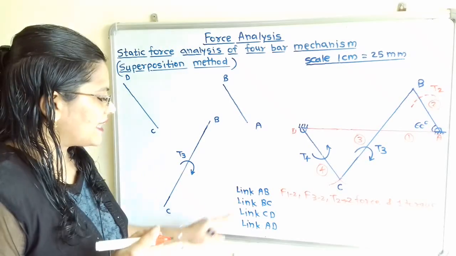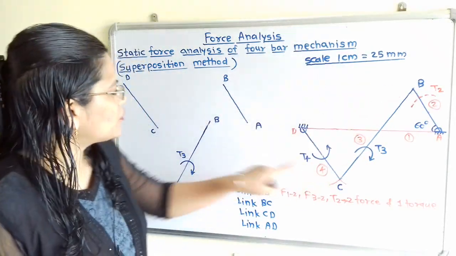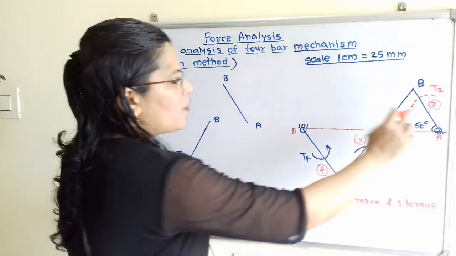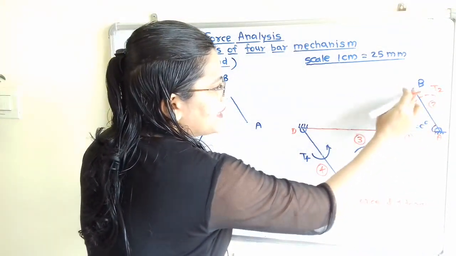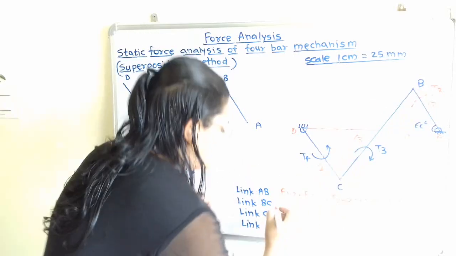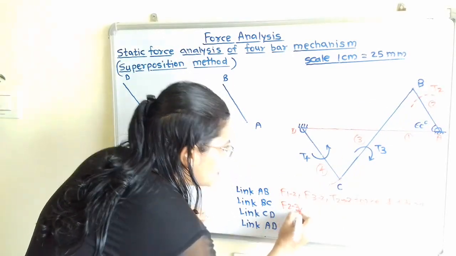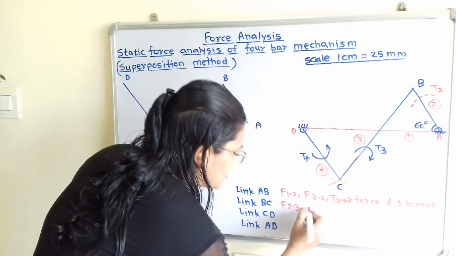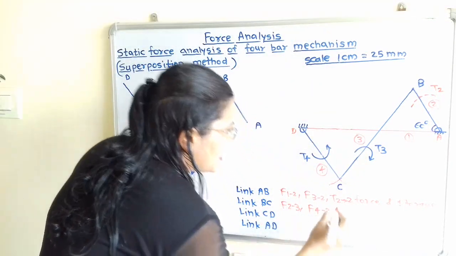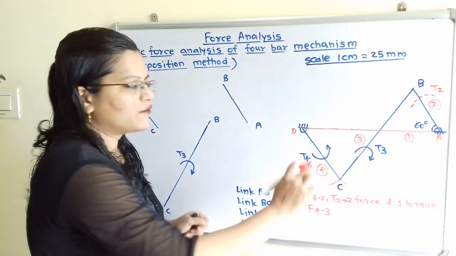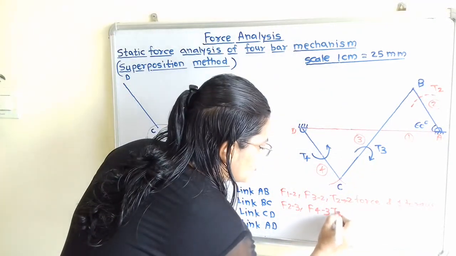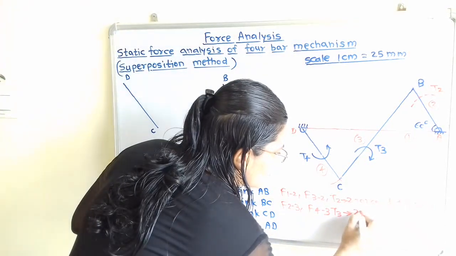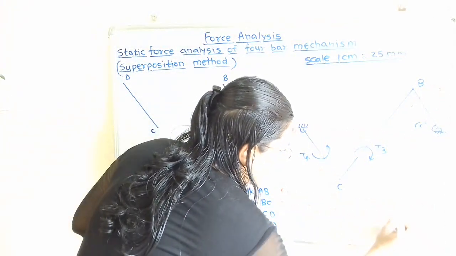Now we will move to the next link, link BC. So we are going to consider torque T3. So there is force through this point B, that is F of 2 to 3. Then through this point C there is force applied F of 4 to 3. And there is torque T3 that we are going to consider. So this member is also we will consider as 2 force and 1 torque member.